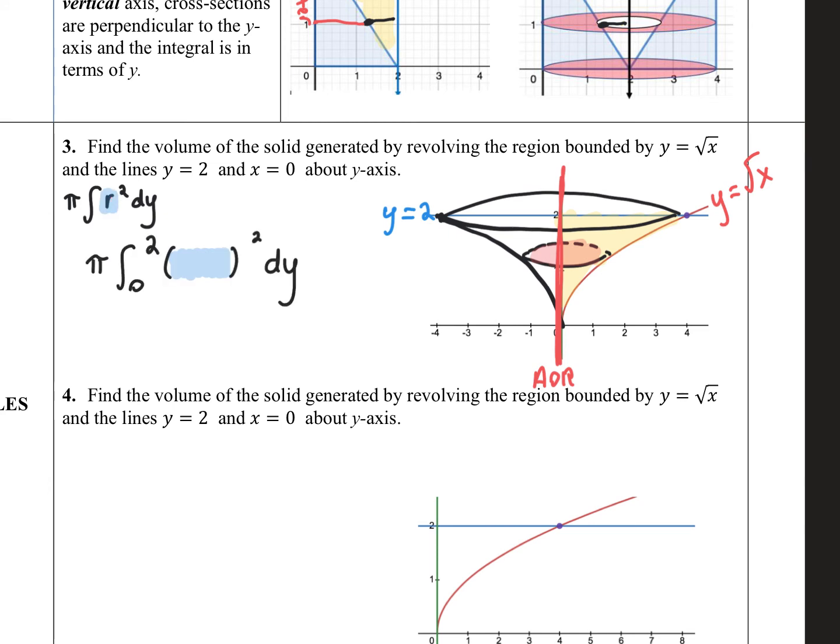For my radius here, since I have a dy, I need this to be in terms of y, so I need to solve it for x by squaring both sides. Solving that for x gives me y squared, so y squared is what belongs here in my integral. All I have left to do is put that in my calculator, and it gives me an answer of 20.106.